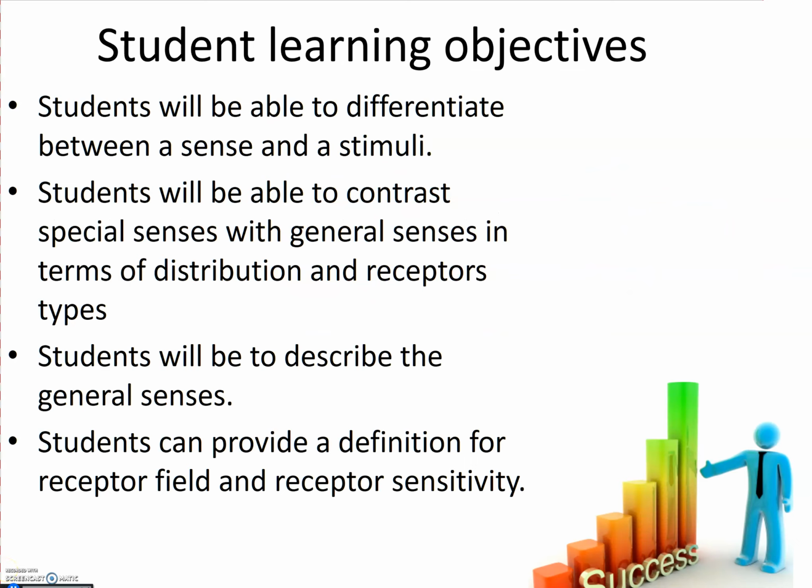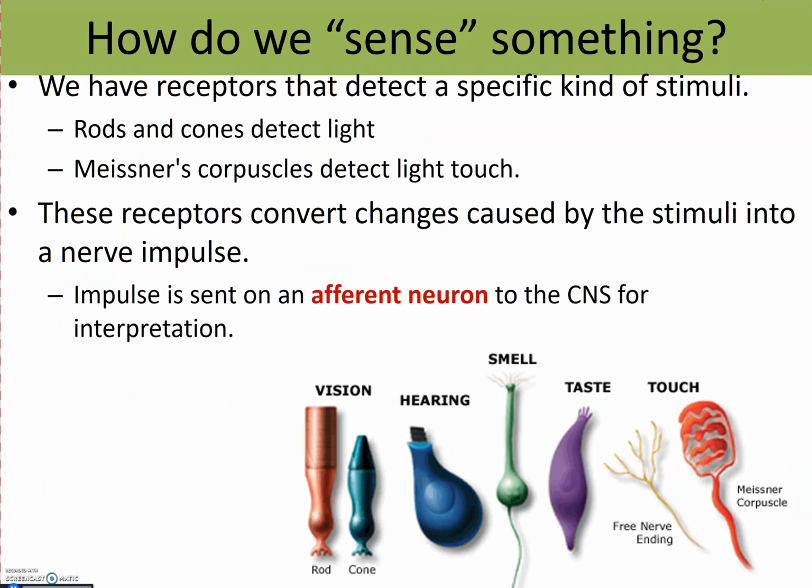We're going to look at receptors now, and you'll be able to contrast between a sense and a stimuli. You'll be able to contrast between the special senses, which we have a whole chapter on, and general senses in terms of distribution and receptor types. You'll be able to describe the general senses and explain what receptor field and sensitivity is. So, receptors are just something that detects a change.